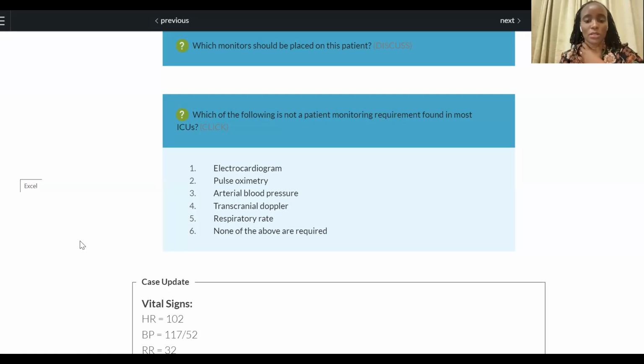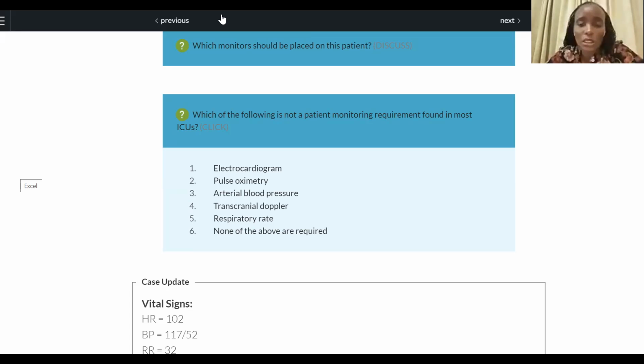Any more responses? Okay, thank you for your responses. So there's one person who said that none of the above are required, and the majority said that what is not a frequent requirement in the ICU is the transcranial Doppler. So I will go through all of them one at a time.